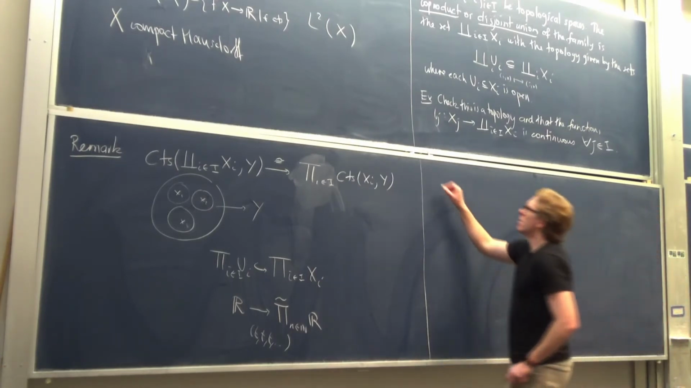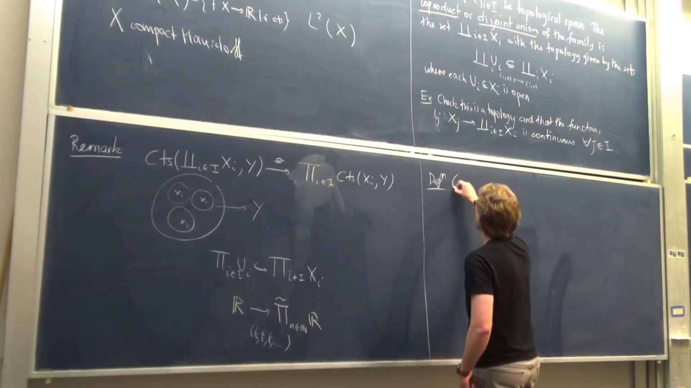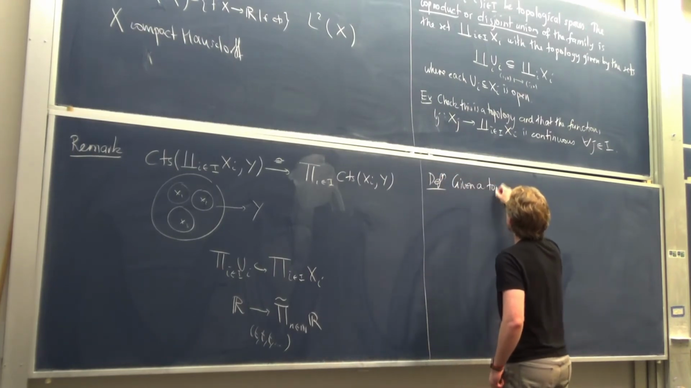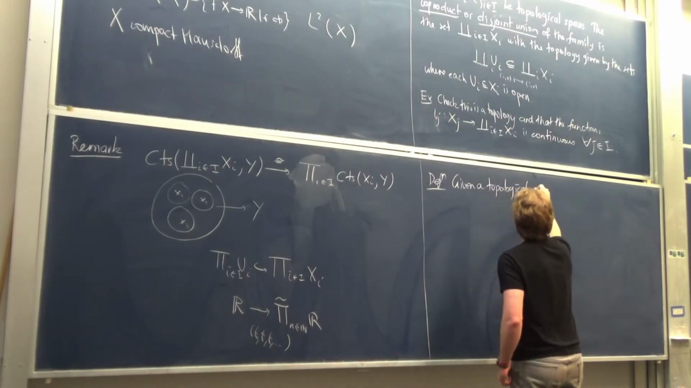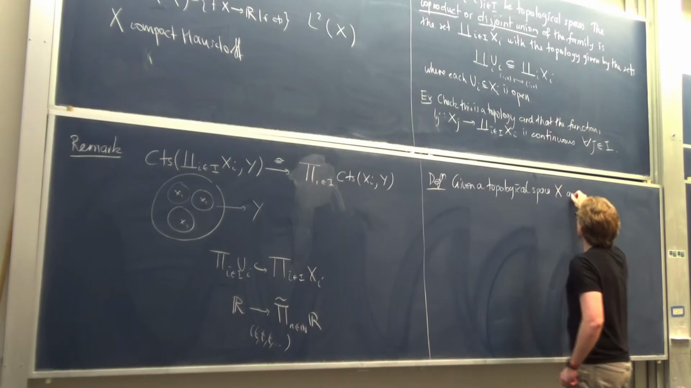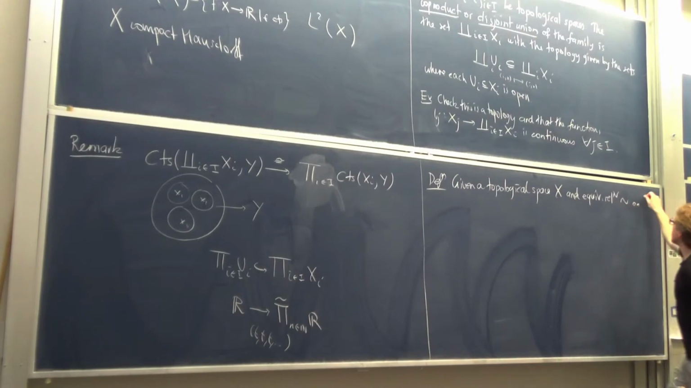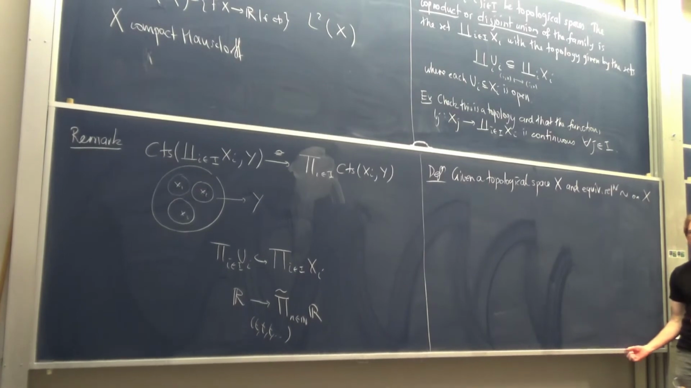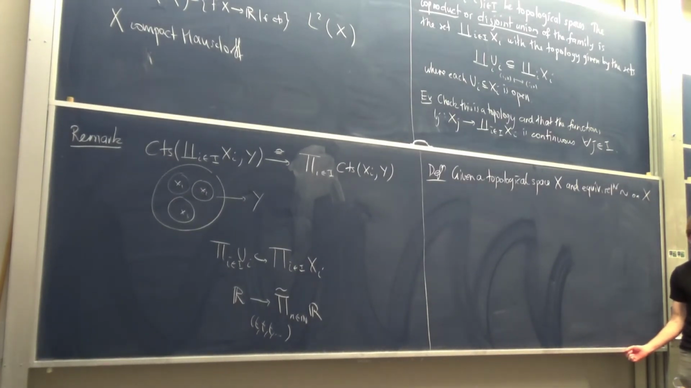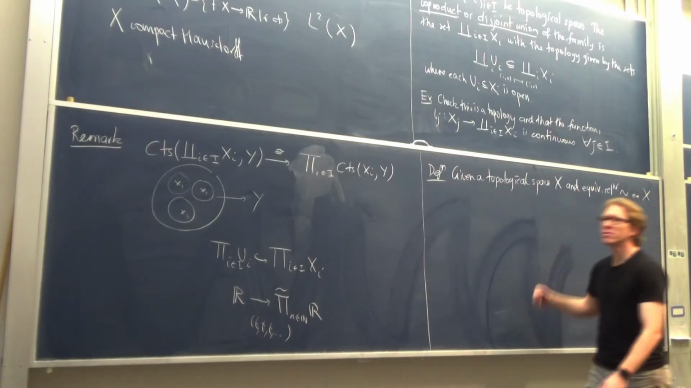All right, so let's talk about the quotient. So given a topological space X and an equivalence relation on X, what we want to do is make the set of equivalence classes of that equivalence relation into a topological space. Well, why do we want to do that? Well, I'll explain in a moment. That's how you glue spaces together. So this is a very central construction.